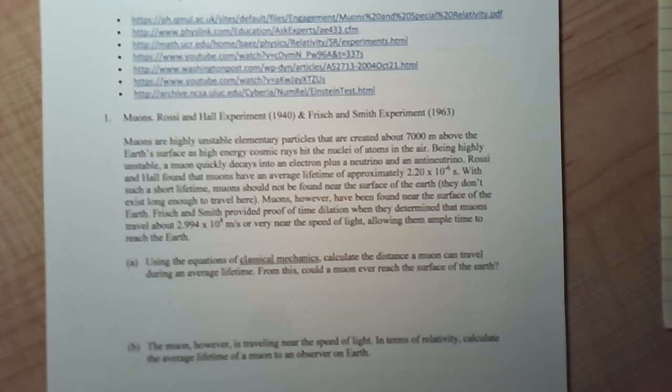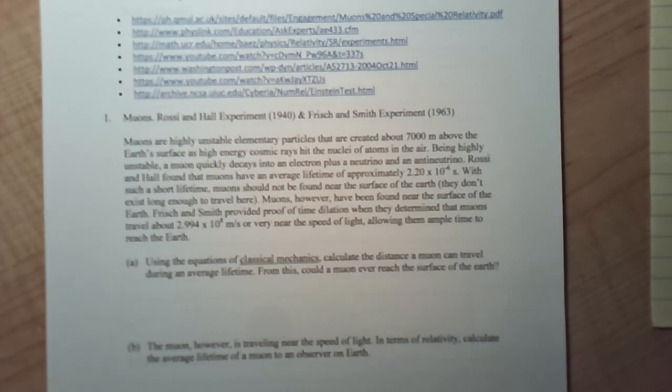So I'll start by just reading the introductory paragraph. It says, muons are highly unstable elementary particles that are created about 7,000 meters above the Earth's surface as high-energy cosmic rays hit the nuclei of atoms in the air. Being highly unstable, a muon will quickly decay into an electron plus a neutrino and an antineutrino. Rossi and Hall found that muons have an average lifetime of about 2.2 microseconds.